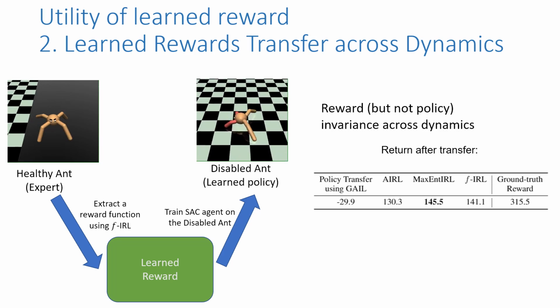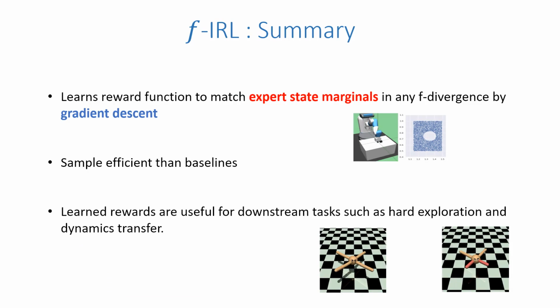In summary, f-IRL learns a reward function to match expert state marginals in any f divergence by gradient descent. f-IRL is more sample efficient than baselines. The learned rewards are useful for downstream tasks such as hard exploration and dynamics transfer.